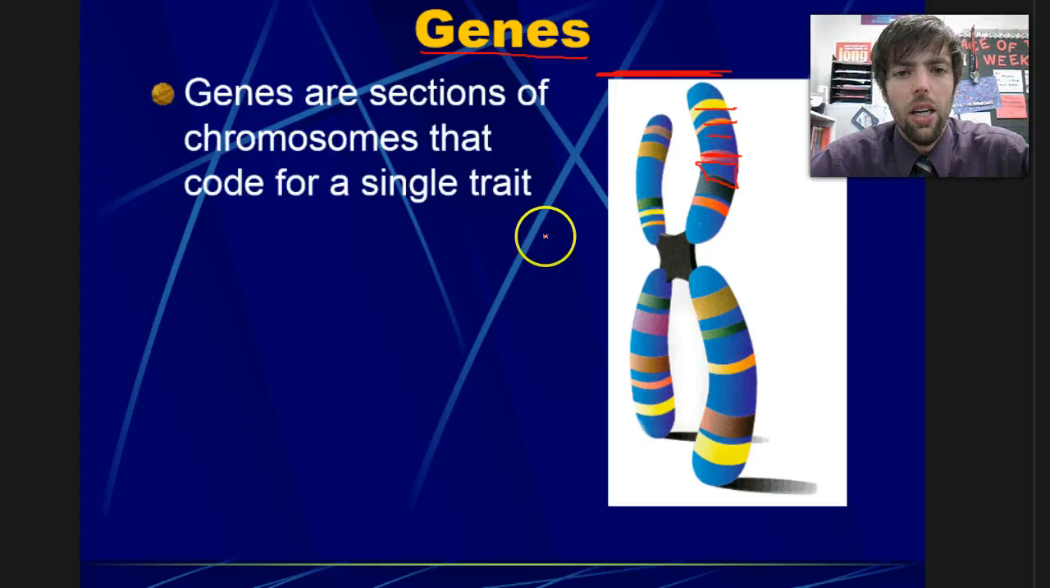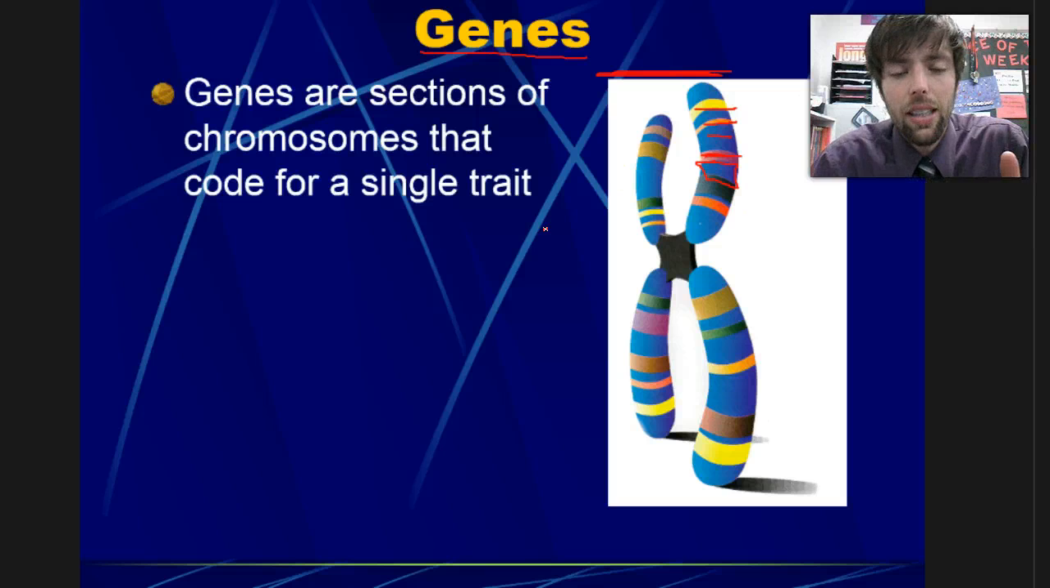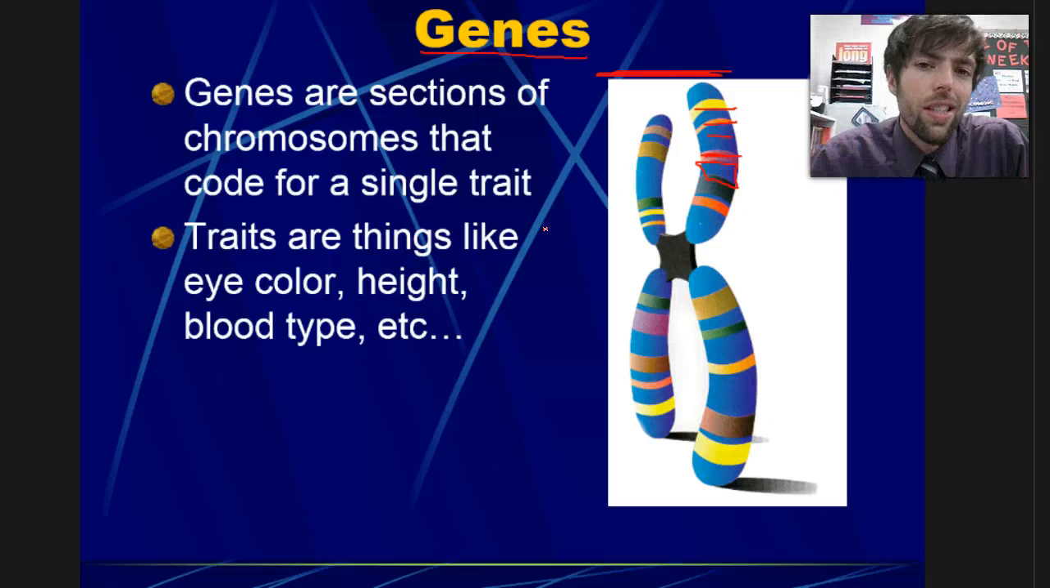And the reason why is because different instructions require different length of DNA to communicate to the rest of the body how to do them. So for instance, genes are things that code for things like eye color, height, blood, etc. And you'll want to write that down.